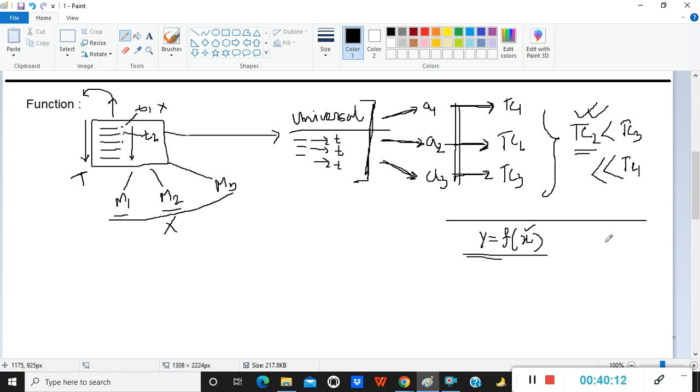If I define the function as a square, then you can say y is equal to x squared. What does that mean? Whatever value of x, if I square it, we will get the value of y. So y is dependent on x. This is the definition of the function.